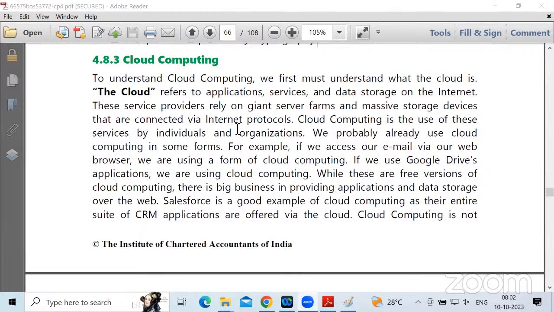Now, do I maintain any of the server-related machines here in my entity? No, not at all. Who is maintaining it? Google or Yahoo or Hotmail. The management of Hotmail is maintaining that. I do not maintain it. I do not know what is happening inside the computer, but still I'm able to use the services.